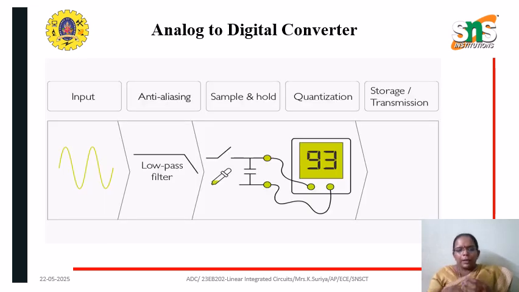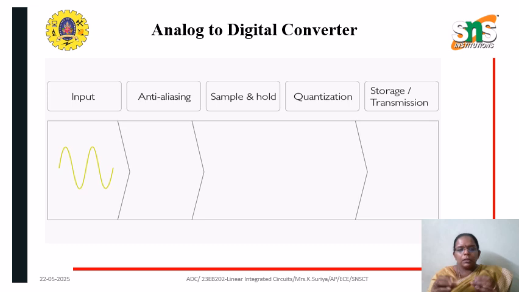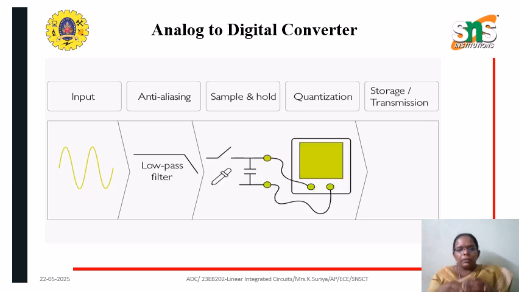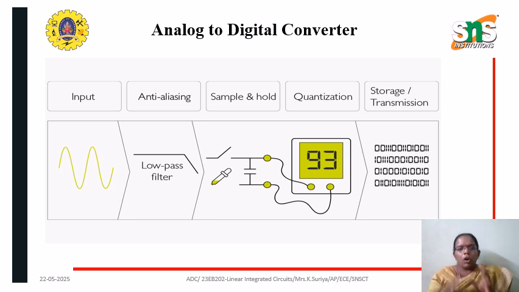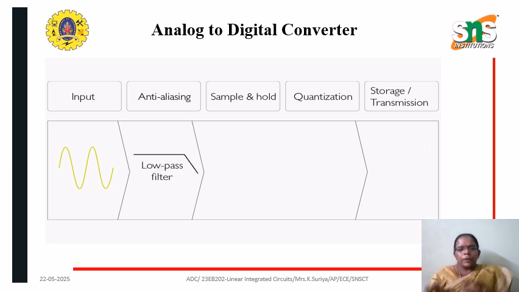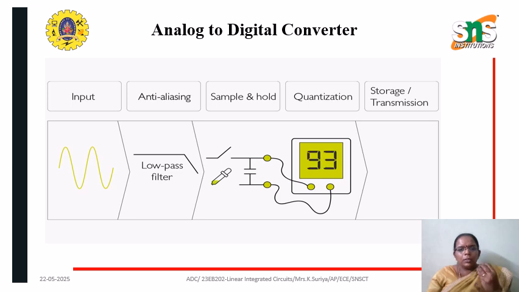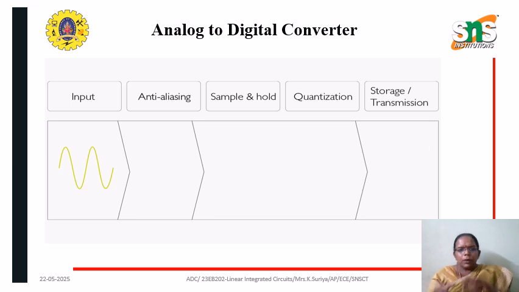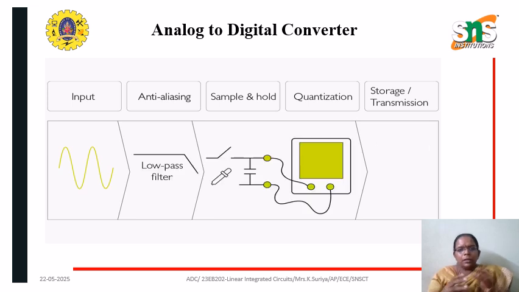So if you want to connect the output of an analog circuit to the input of a digital circuit, then we have to place an interfacing circuit between the analog and the digital circuit. So that interfacing circuit is known as the analog to digital converter. So it is a circuit that is used to convert the continuous time signal into a discrete digital signal.